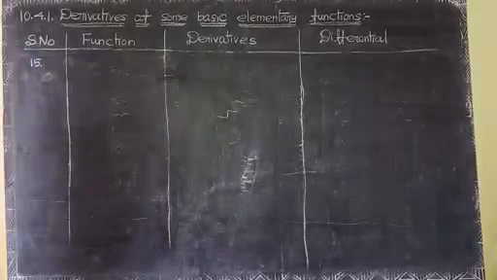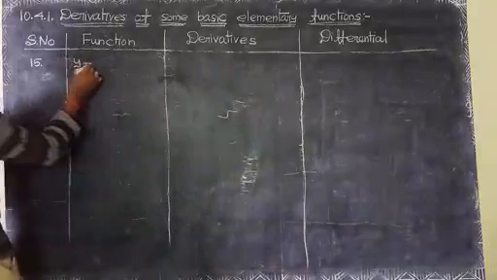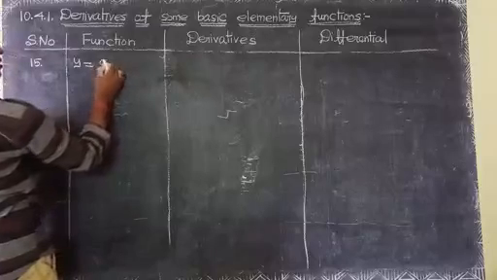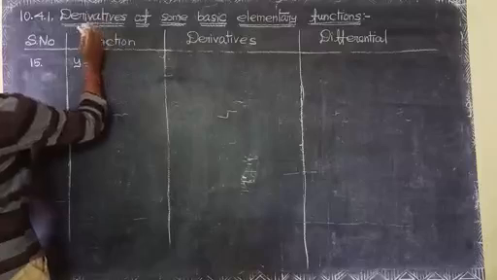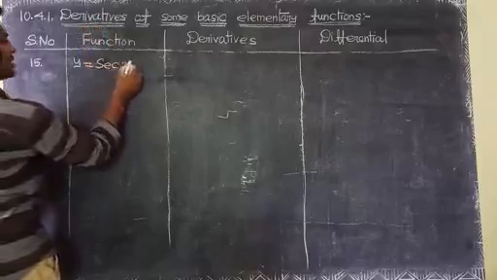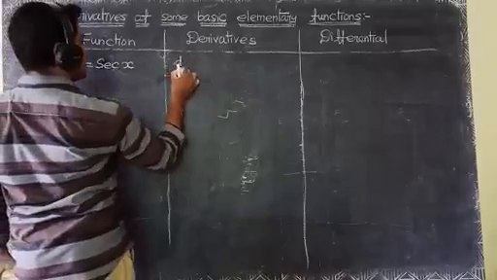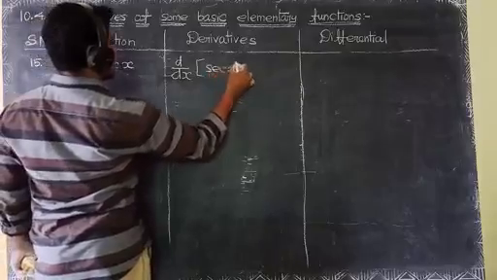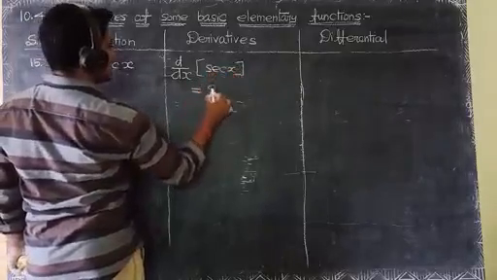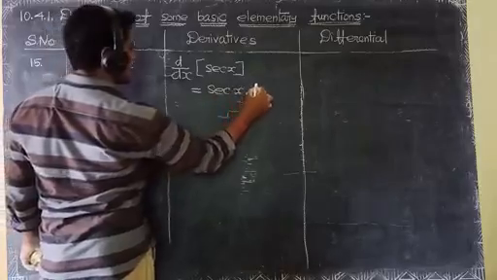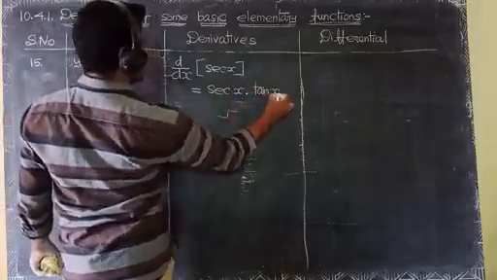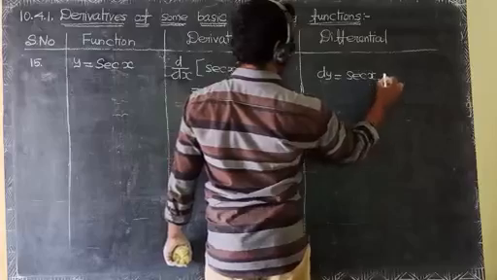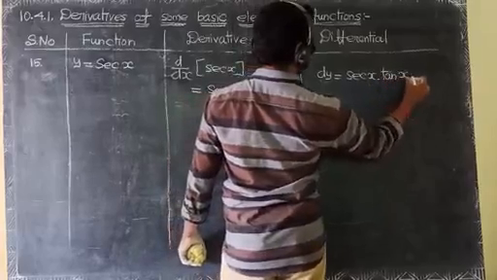Serial number 15, the function y equal to secant x. Then the derivative d by dx of secant x is equal to secant x into tan x. Then the differential dy equal to secant x into tan x into dx.